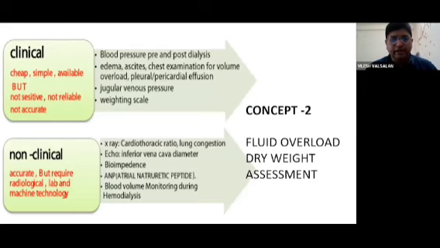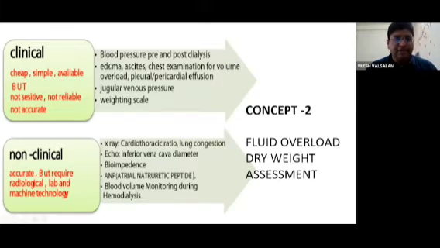Point 2 is how to assess, very simply, fluid overload and dry weight. When you look at the clinical aspects, they are very cheap, simple, and available, but they are not very sensitive. But you can look at the points. Blood pressure pre and post dialysis will tell you whether the patient has very high blood pressure. You can consider that there is a chance that he is in hypervolemia.